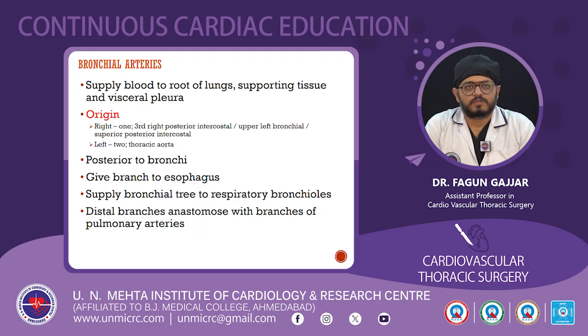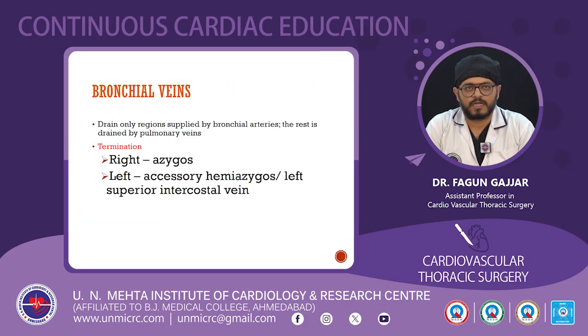It lies posterior to the bronchus and gives a branch to the esophagus. It supplies the bronchial tree to respiratory bronchioles, and distal branches anastomose with the branches of the pulmonary artery. Regarding the bronchial vein, it drains only the region supplied by the bronchial artery. The rest is drained by the pulmonary vein. It terminates on the right side into the azygous vein, and on the left side it drains into the accessory hemiazygous or left superior intercostal vein.